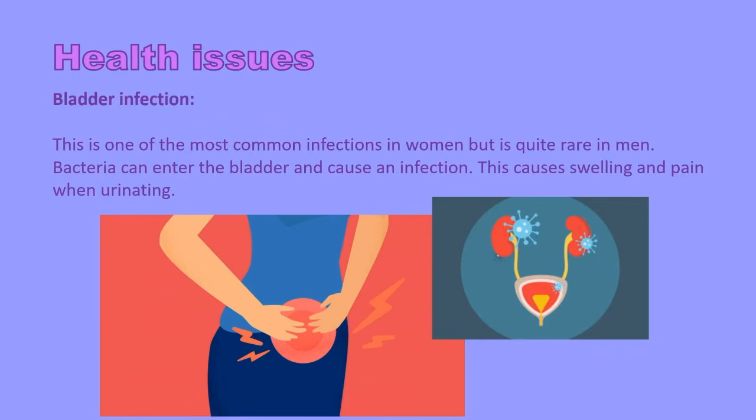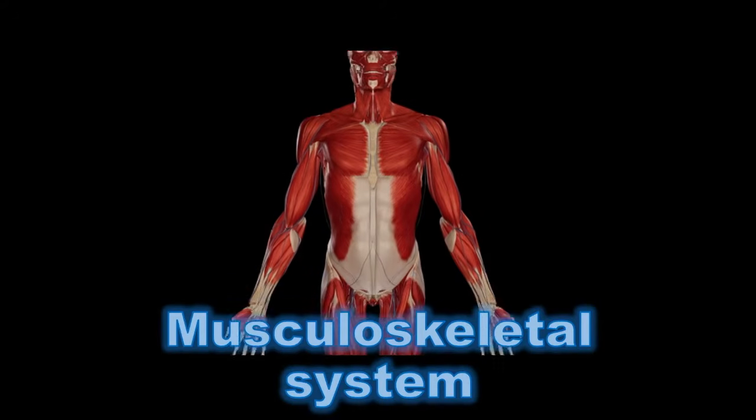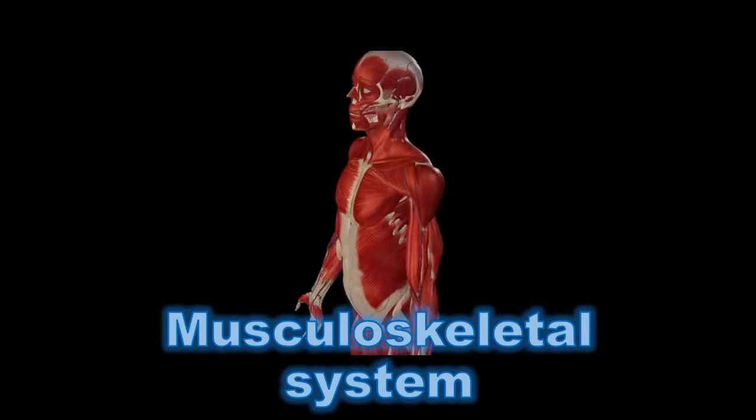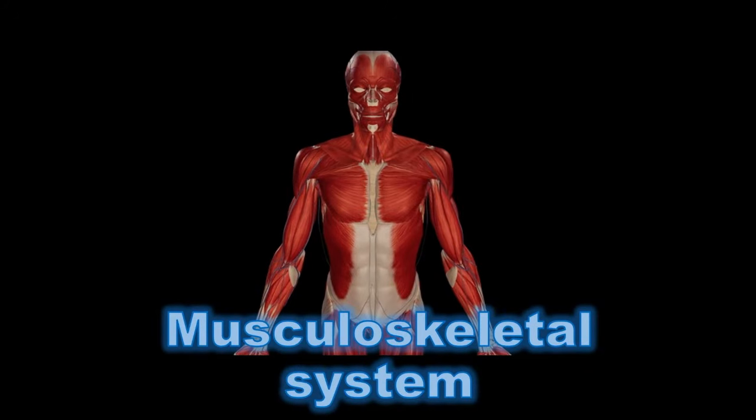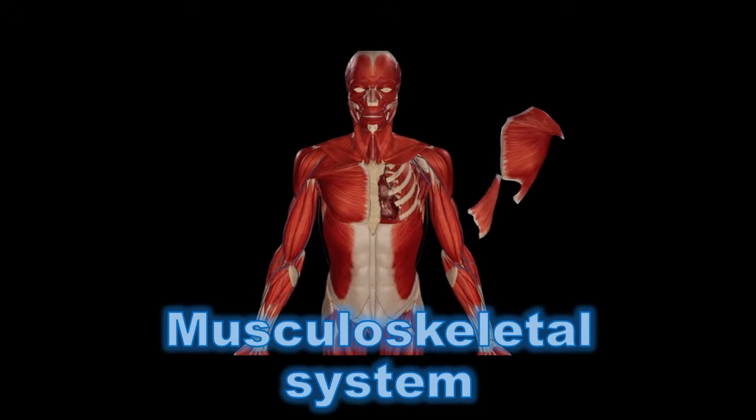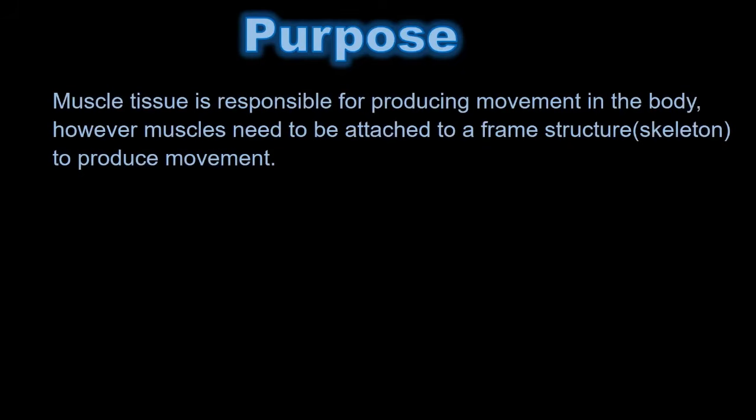So let's have a look at our next body system. The next one is the musculoskeletal system. This is very simple. It involves the muscles, which allow the body to move, and also the skeleton, which provides an attachment for these muscles and also protection of our vital organs.